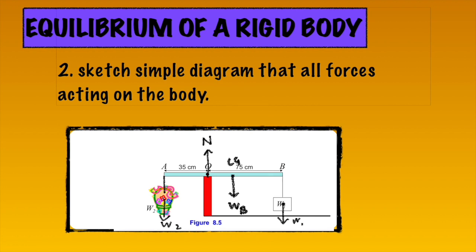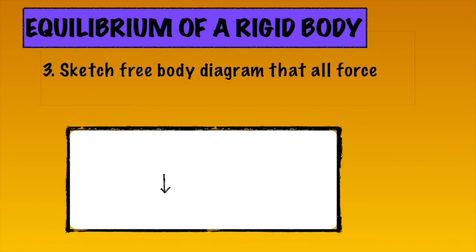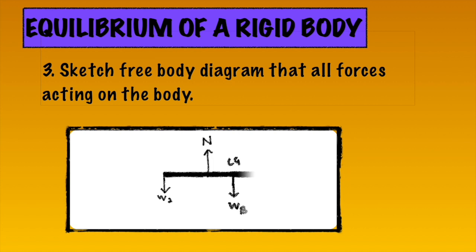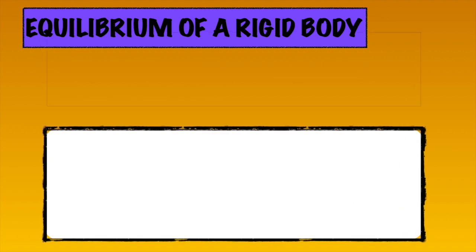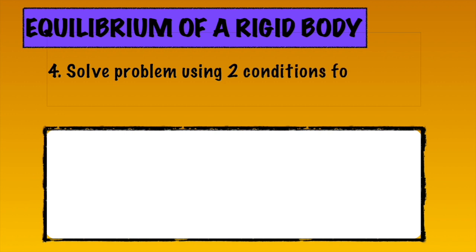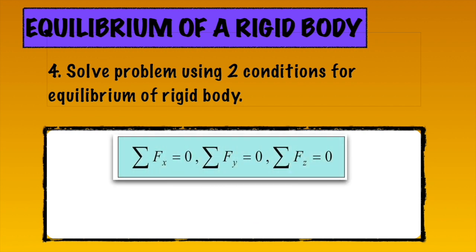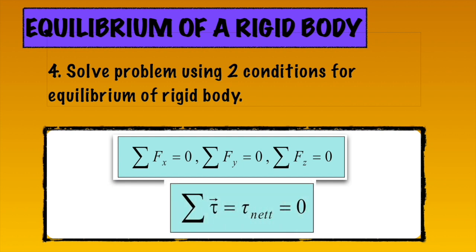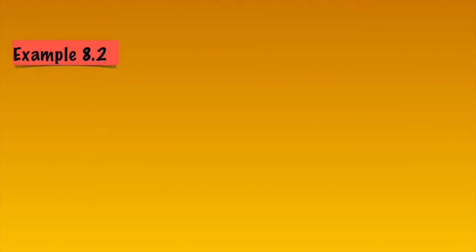After sketching the simple diagram, then draw the free body diagram of all forces acting on the body. Last step is to solve the problem using two conditions for equilibrium of a rigid body, which is total Fx equal to 0, total Fy equal to 0, total Fz equal to 0, and total torque equal to 0. Let's move to an example in the next video.